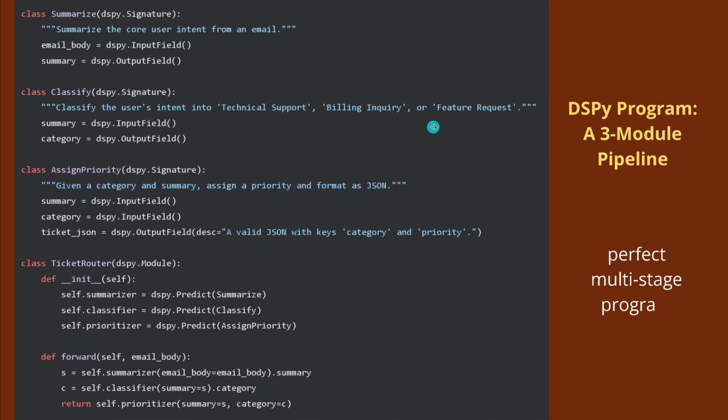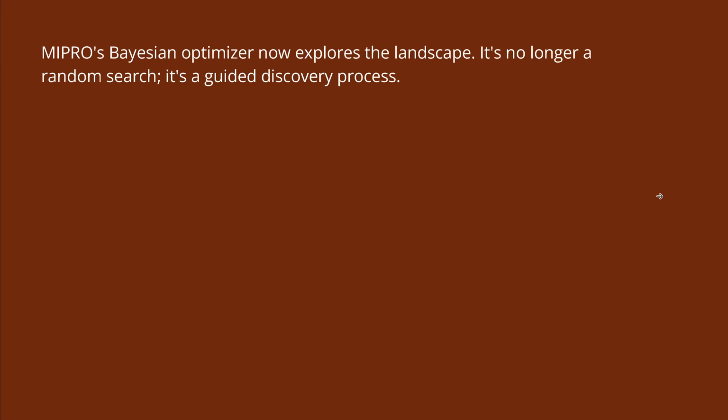Now, this is all you need. You have summarize, classify, assign priority. Then you simply have as modules your summarization, your classification, and you assign a priority. And then you compile this with the optimizer. So here you have a perfect multi-stage program. And now MIPRO is just trying out and finding the best combination in an intelligent search.